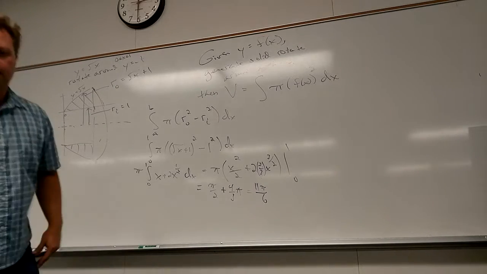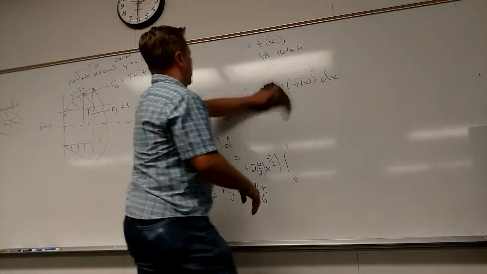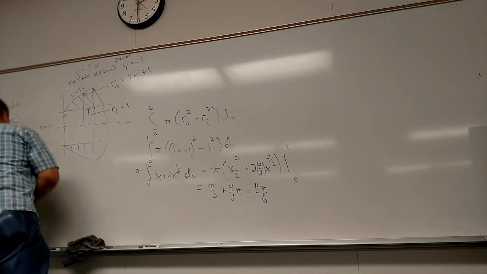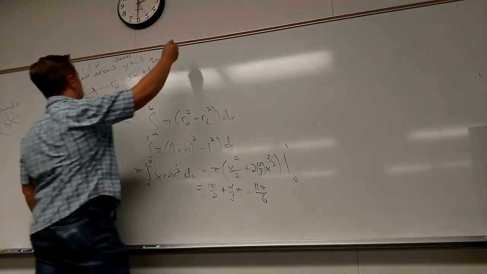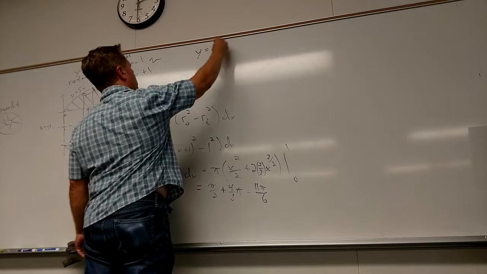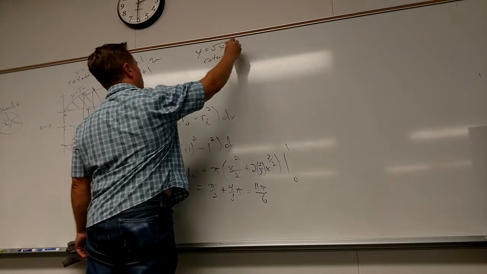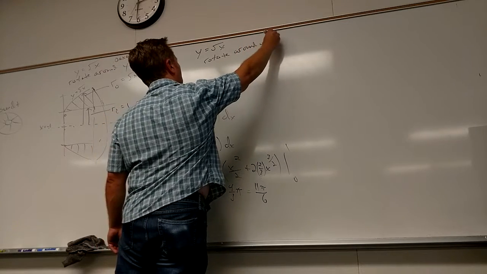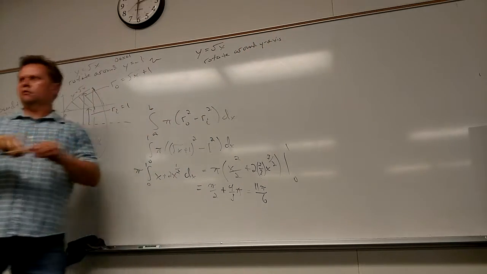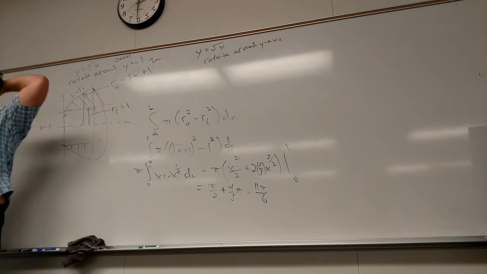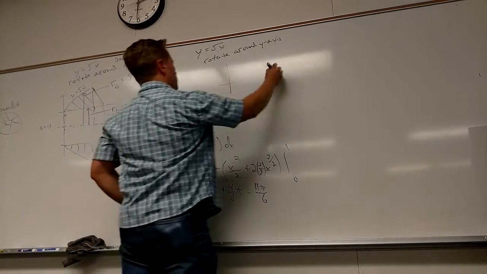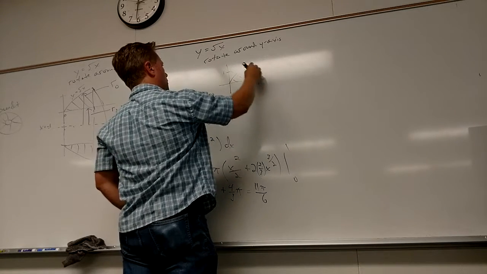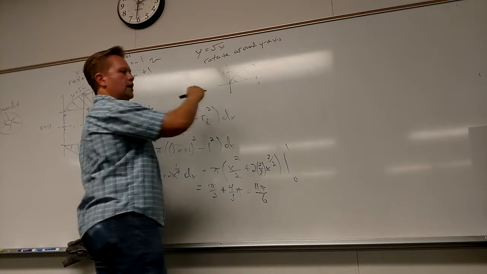What if I had the same setup, the same area I was going to work with, but I had to rotate it around? So I have the same y equals square root of x, but I'm going to rotate it around the y-axis. So I've got this region still, but now I'm going to rotate it around the y-axis.